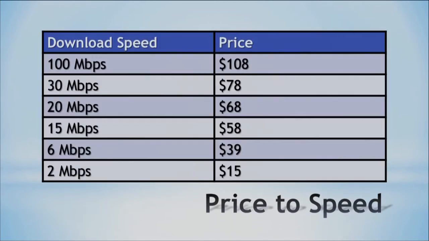And so you can see in this slide the price to speed. If you get a 100 meg connection, you're going to be paying about $108 a month. Though if you get the basic 2 meg connection, you're only going to be paying $15 a month. So you can see that it varies greatly. I would say most of us probably have about the $58 price point, so around $60, $70 is usually the price point that we have at home. And this is what's providing us that ability to play video games and watch Netflix or stream TV shows using Hulu and things like that. So that's kind of where we're probably at in our price points.